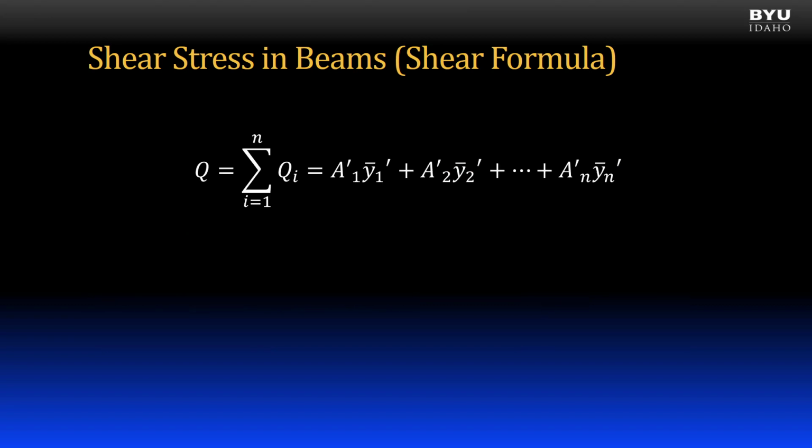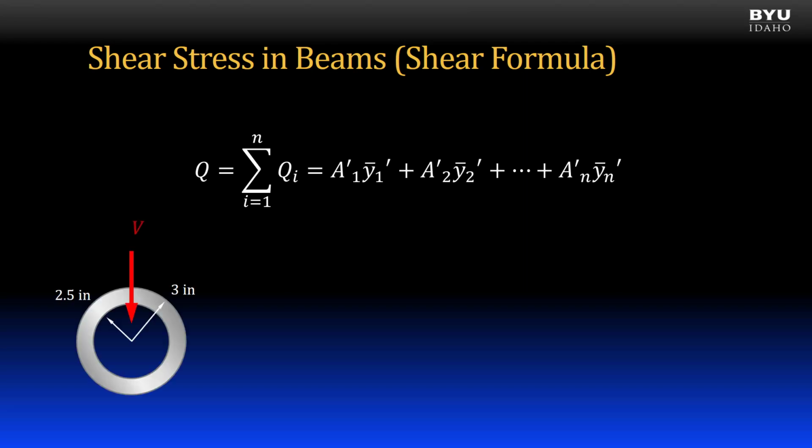A very useful property of Q is that it can be written in this form. It tells us that if the area A prime is a complex area, it can be broken into two or more smaller parts, and the total composite Q is the sum of the Q for each individual part. A common example of its use is finding the maximum shear stress in a beam made from a pipe. The maximum shear stress will occur at the neutral axis. The area A prime is then taken as half of the pipe cross-section.